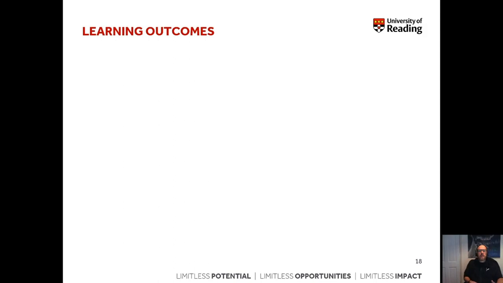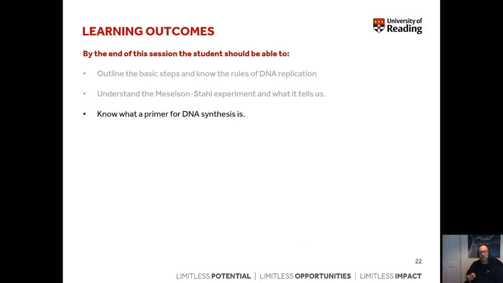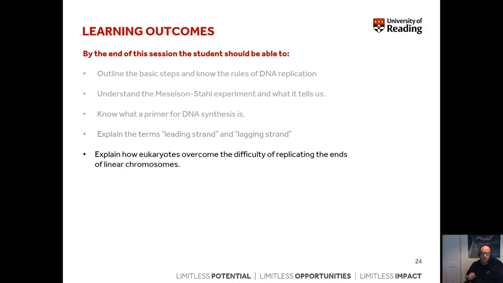So what are the learning outcomes today? First of all, after the end of this section, you should be able to outline the basic steps of DNA replication and know the rules of this process. You should also be able to understand the Meselson-Stahl experiment and be able to explain what it tells us. You need to know what a primer for DNA synthesis is and explain the terms leading strand and lagging strand. Finally, you need to be able to explain how eukaryotes overcome the difficulty of replicating the ends of linear chromosomes.